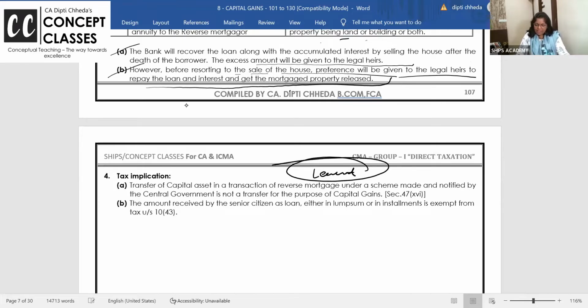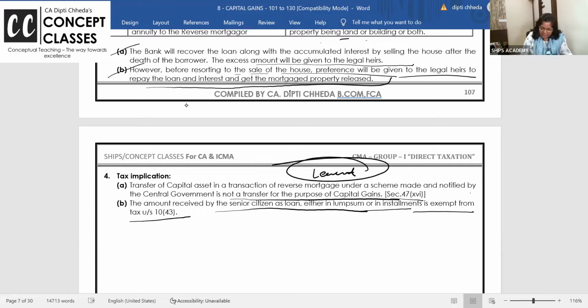Transfer of capital asset in a transaction of reverse mortgage under a scheme made and notified by central government is not a transfer for the purpose of capital gain. It is exempt. I am a private bank. I'll make my own scheme exactly like the reverse mortgage scheme 2008, not allowed. It's like central government scheme of reverse mortgage, then only it is allowed, and it is not a transfer. Amount received by senior citizen either in lump sum or in installment is exempt under section 10(43), no capital gain.